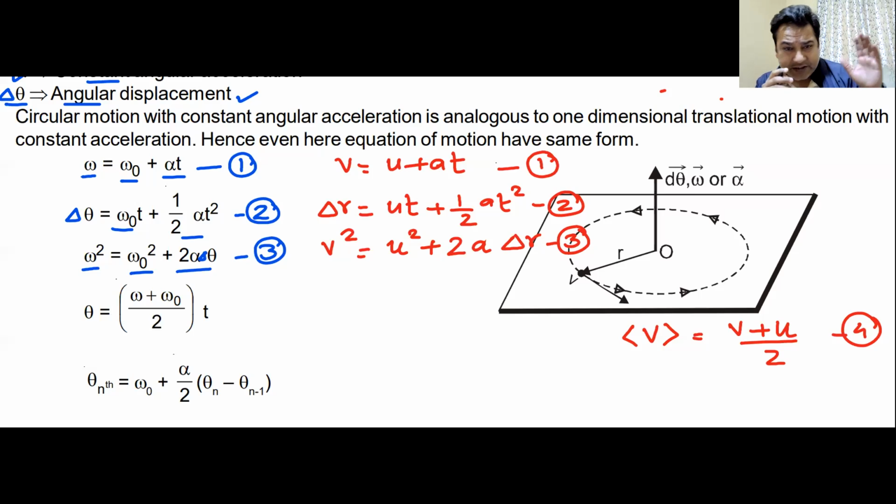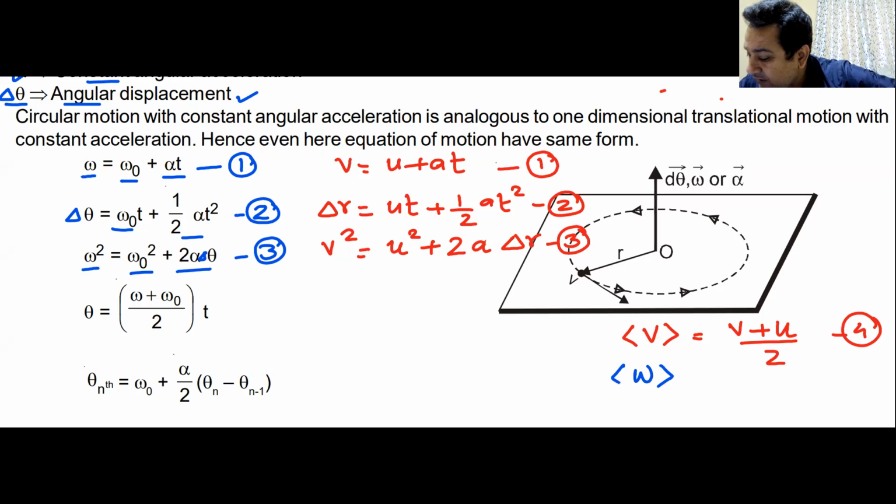Now, if V average was (V plus U) divided by 2 for constant acceleration, here also we will have one equation. What would be that equation? Equation number 4 in the blue zone. What would be the equation number 4 for circular motion? How will it look? Anyone can give me an answer. The answer is pretty simple.